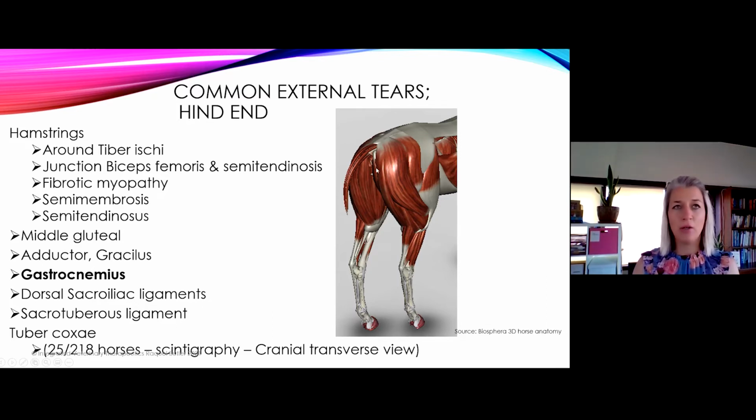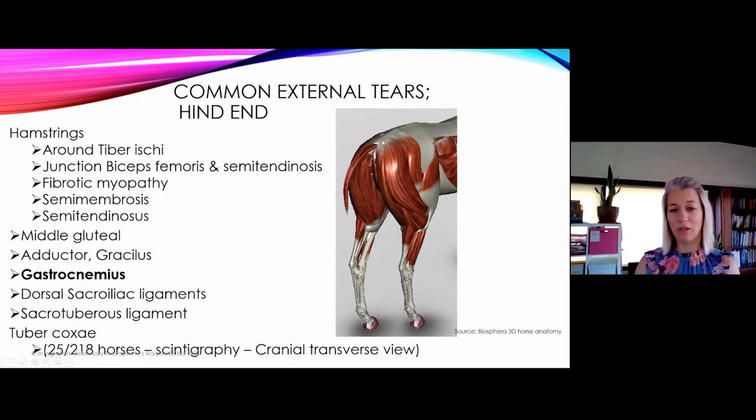Things around the tuber ischiae, sliding stops is a great way to tear through here, and it's really important that the horse is well warmed up, has regular body work to keep the pelvis functioning optimally and the hamstrings functioning optimally. The middle gluteal is important for sacroiliac function and support through the pelvis. And so we often see tears in the middle gluteal tongue, which is up under here, under this fascia, and sometimes in other areas through the mid portion. The adductor and the gracilis are on the medial aspect and join up to the pelvis. And the dorsal sacroiliac ligaments and sacrotuberous ligaments, again, most horses I feel have damage in these.